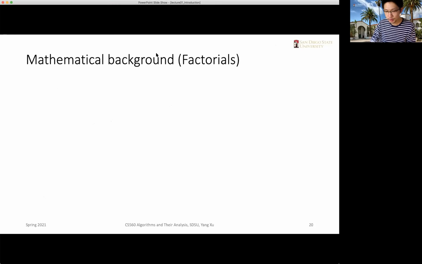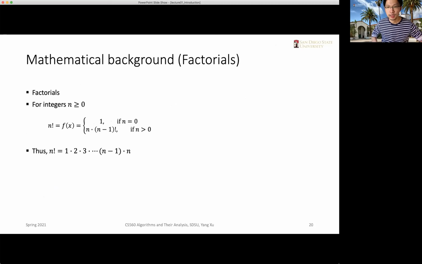Okay, so I think we have several slides to go. For these slides, we have factorials. We use the exclamation symbol to indicate factorial. The factorial of n is the sequential product from 1 to n: 1 times 2 times 3, until n minus 1, until n. That is how you define the factorial.